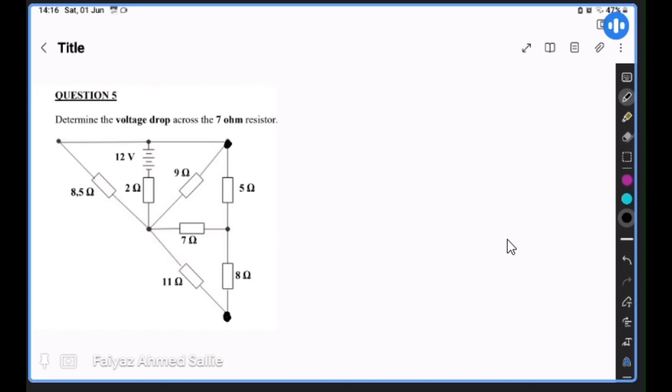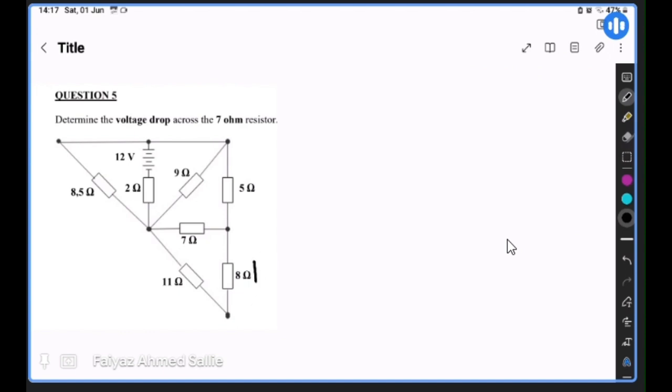And we have to be able to redraw this question, because the question wants us to determine the voltage across the 7 ohm resistor. So they want us to determine the voltage across the 7 ohm resistor, right? But first we need to redraw this diagram, and we're going to redraw the diagram.